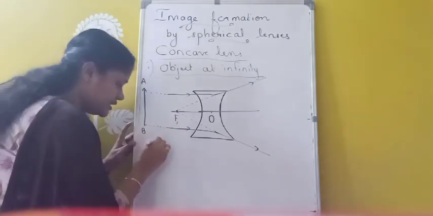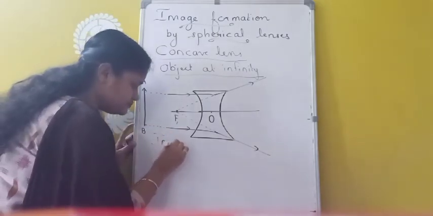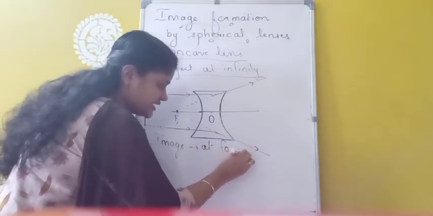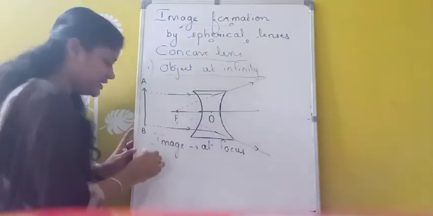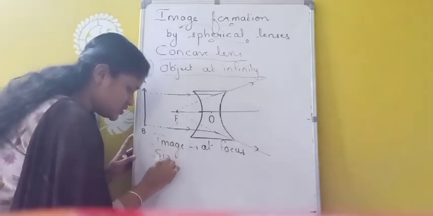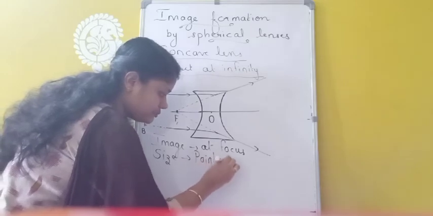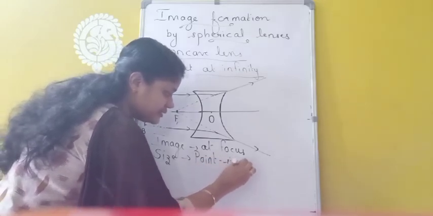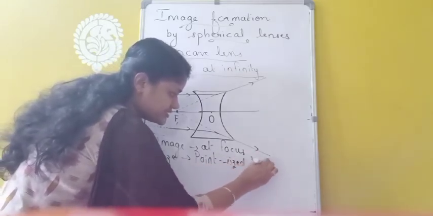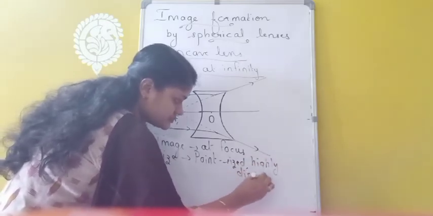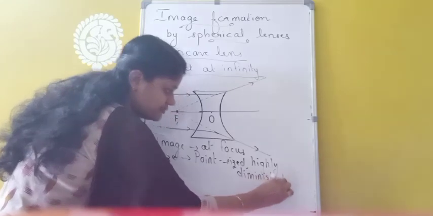So here image is formed at which point? At focus. So the image we are getting at focus, but it is not a real image. Now what about the size of the image? Point sized, highly diminished. Point sized highly diminished image.